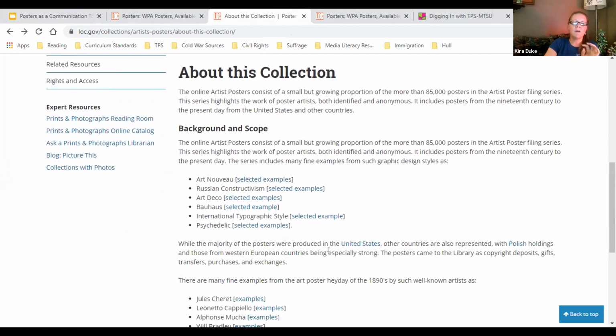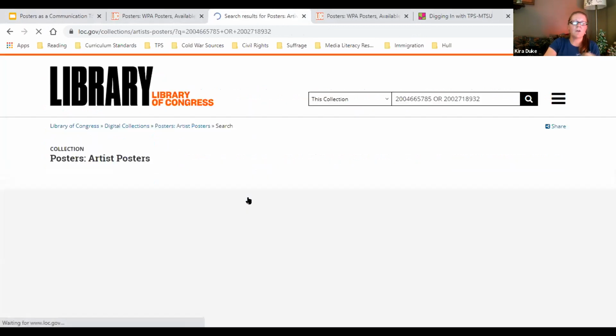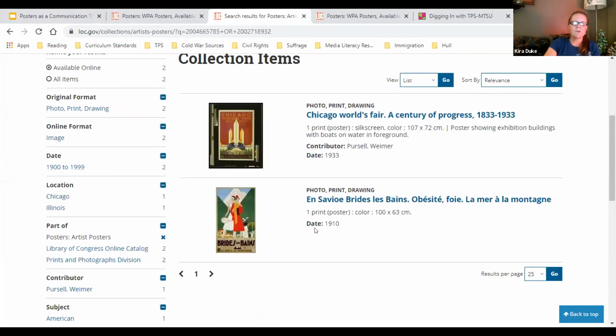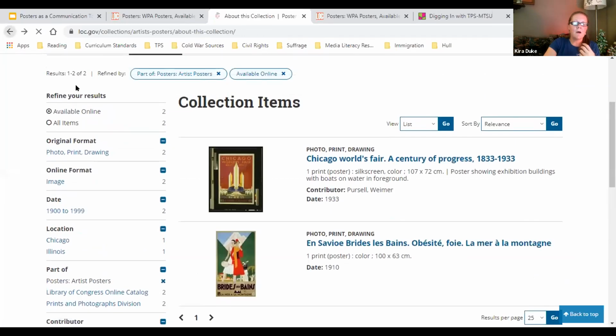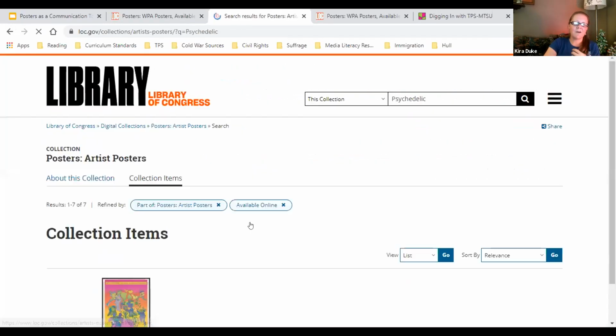And so on the About This Collection page, you see that there's a background and scope, and they actually give you some examples from the collection there. There are some Art Deco posters that they have here. The psychedelic ones are really cool.